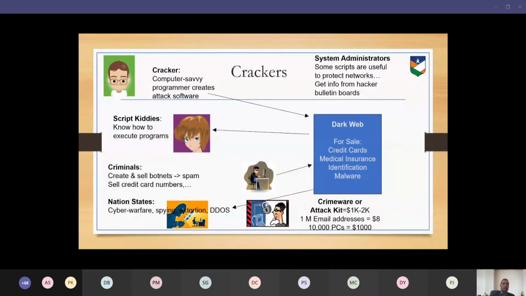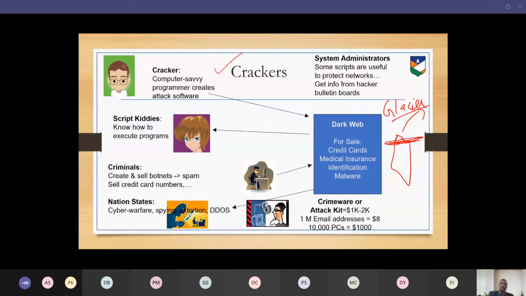When we are talking about crackers, these are computer savvy programmers who create certain attack software. If you go into the dark web, it is something like this: the internet is here, but the dark web is here. This is the water level. If I say this is a glacier, you all know a glacier, a very big iceberg. So this is your internet, and this is the dark world itself.